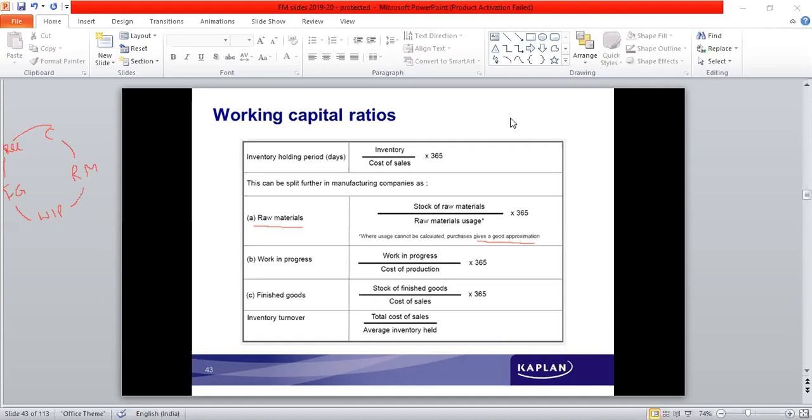We are looking at what is the amount of working capital. What amount of working capital is required to be invested into each specific component of the operating cycle: raw material, work in progress, finished goods, inventory turnover.